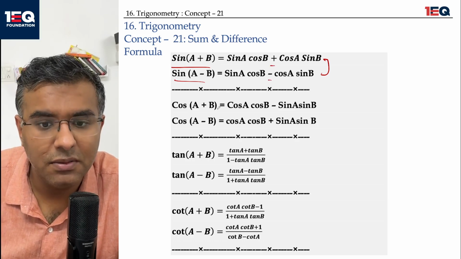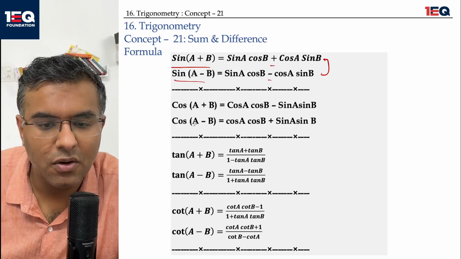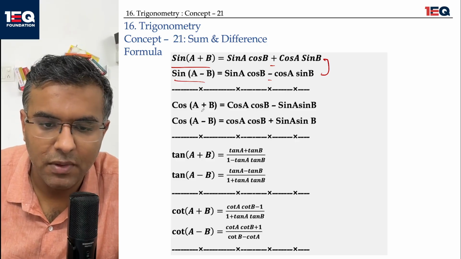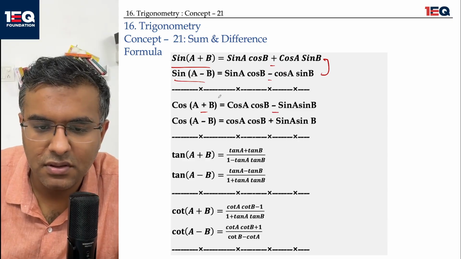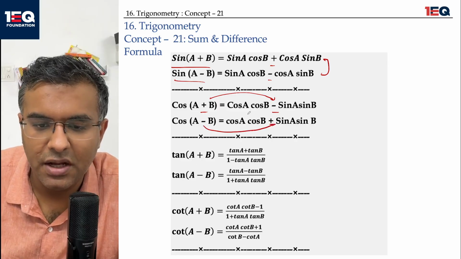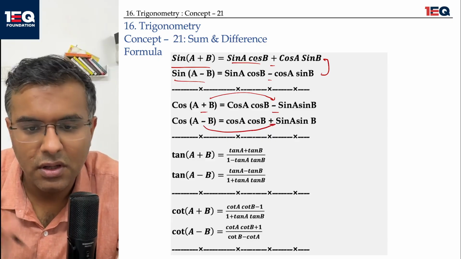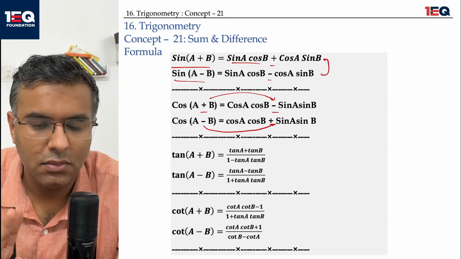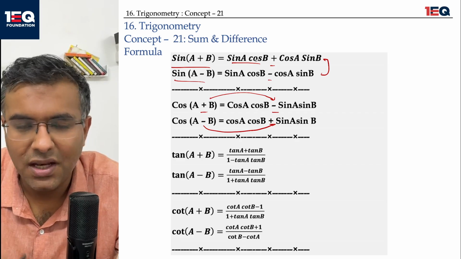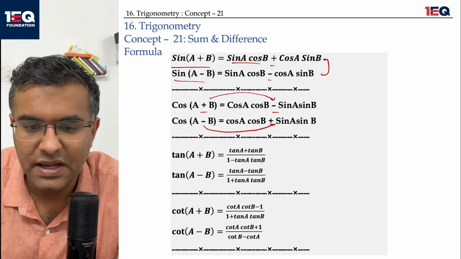Going for cos a plus b. Cos a plus b stands for cos a cos b minus sin a sin b, and cos a minus b is cos a cos b plus sin a sin b. The signs are going to reverse, as you can see here. In the sine formula, we were following sin a cos b, different ratios in one term. Here we are using the same ratios in one term. Cos a cos b minus sin a sin b, and cos a cos b plus sin a sin b.